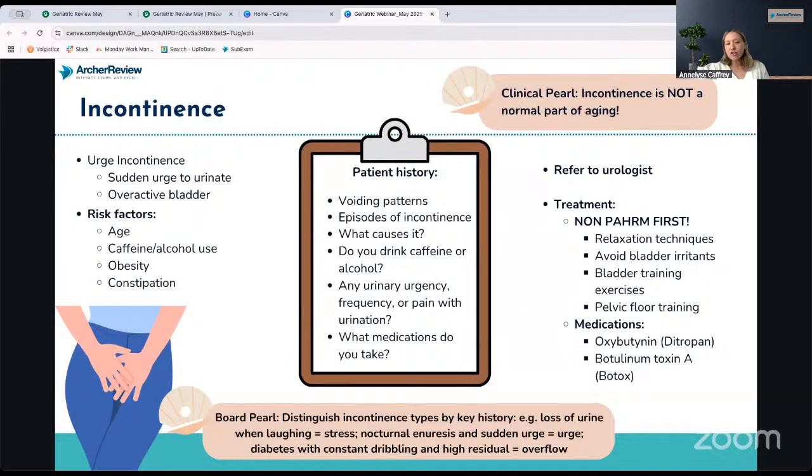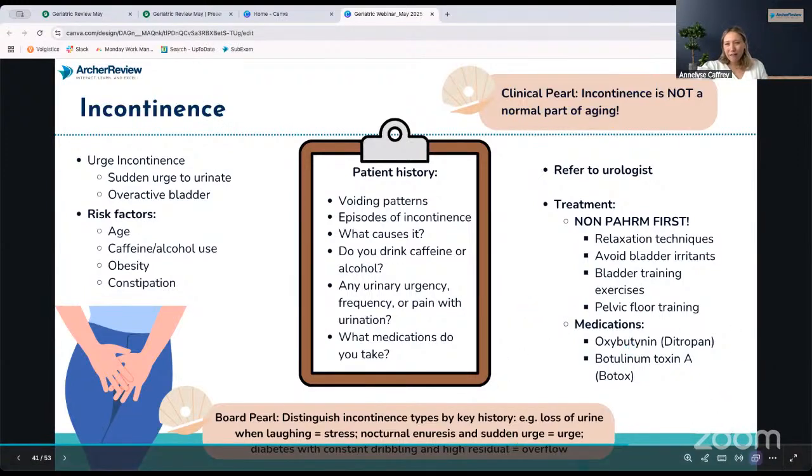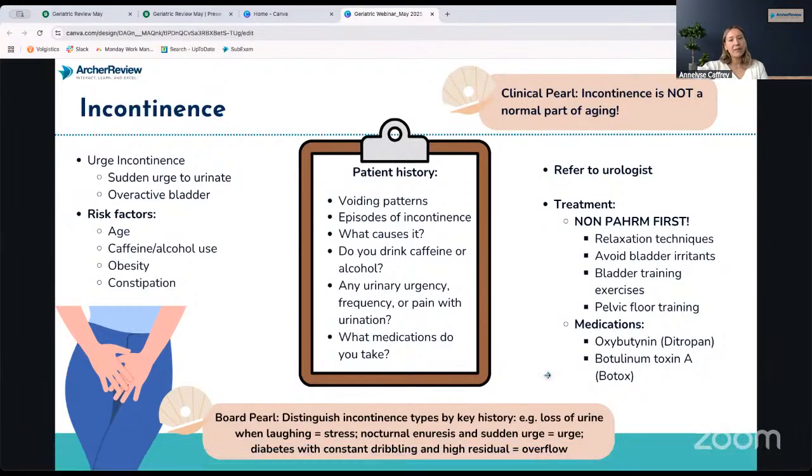There's a lot of medications we can use to treat. I like to go non-pharm first, and that's what I would always recommend in practice. You start with relaxation techniques, avoiding bladder irritants, doing pelvic floor training, especially for older adult women. If that's not helping and it's really affecting their life, you're going to want to do things like oxybutynin, but it does have an anticholinergic effect, all of those drugs, and so they have a lot of bad side effects. And that's why I always like to start with non-pharmacologic options first.